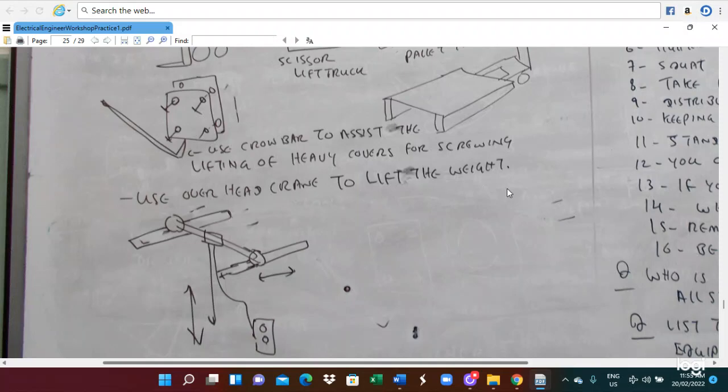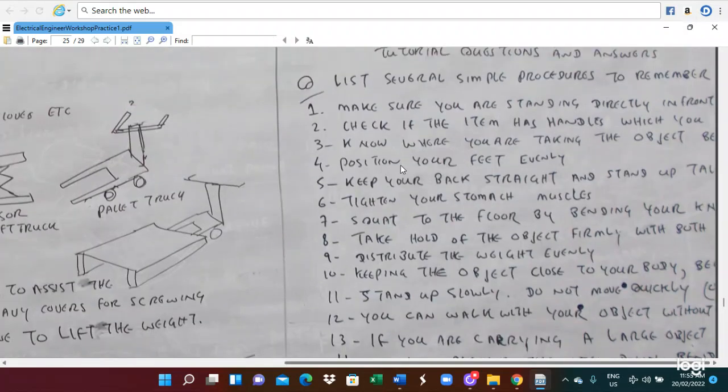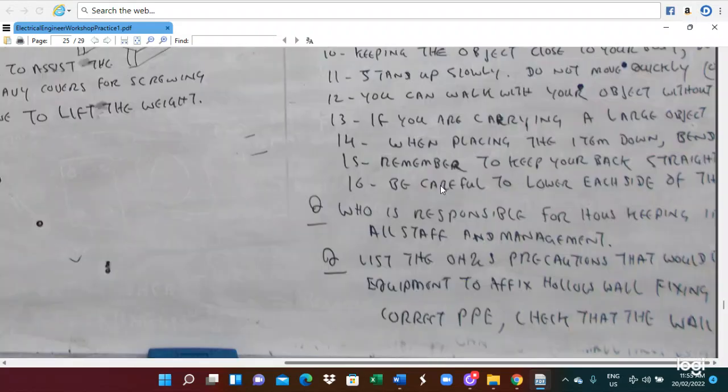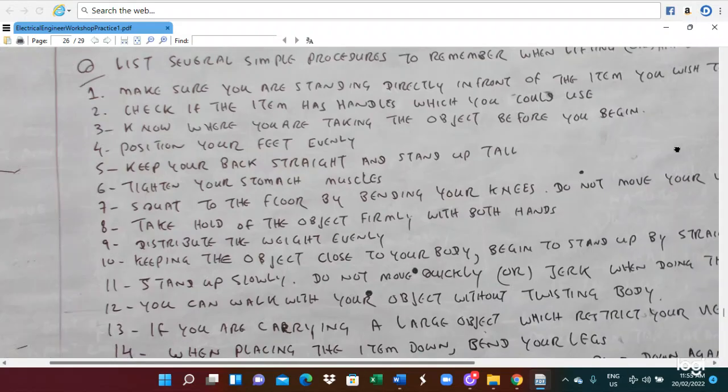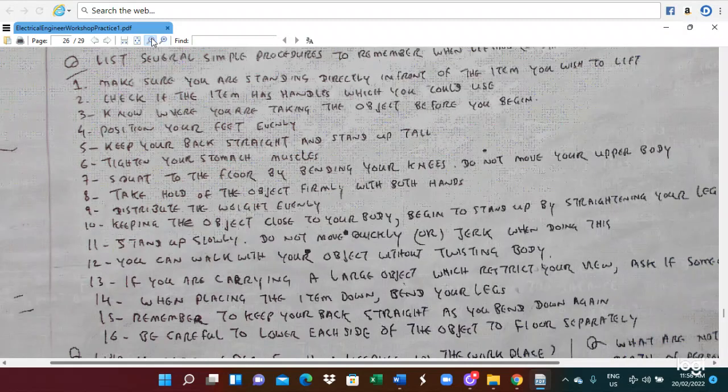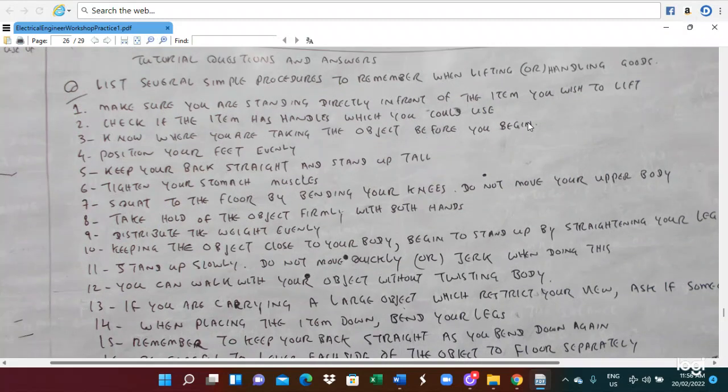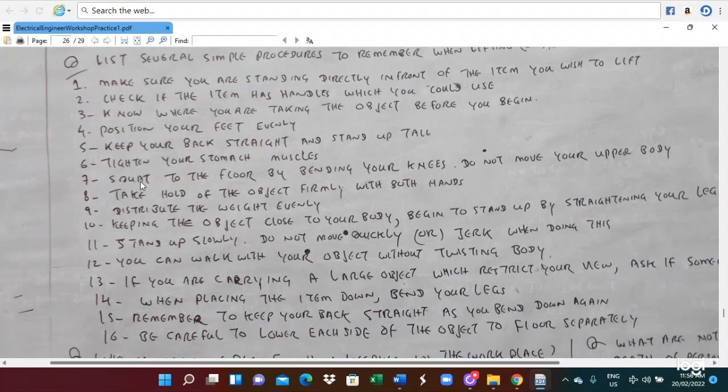There are several simple procedures you have to follow when lifting weight. Make sure that you are standing directly in front of the item you wish to lift. Check whether the item has a handle that you can use, and know where you are taking the object before you begin. Position your feet evenly, keep your back straight, and stand up tall. Tighten your stomach muscles. Squat to the floor by bending your knees. Do not move your upper body.